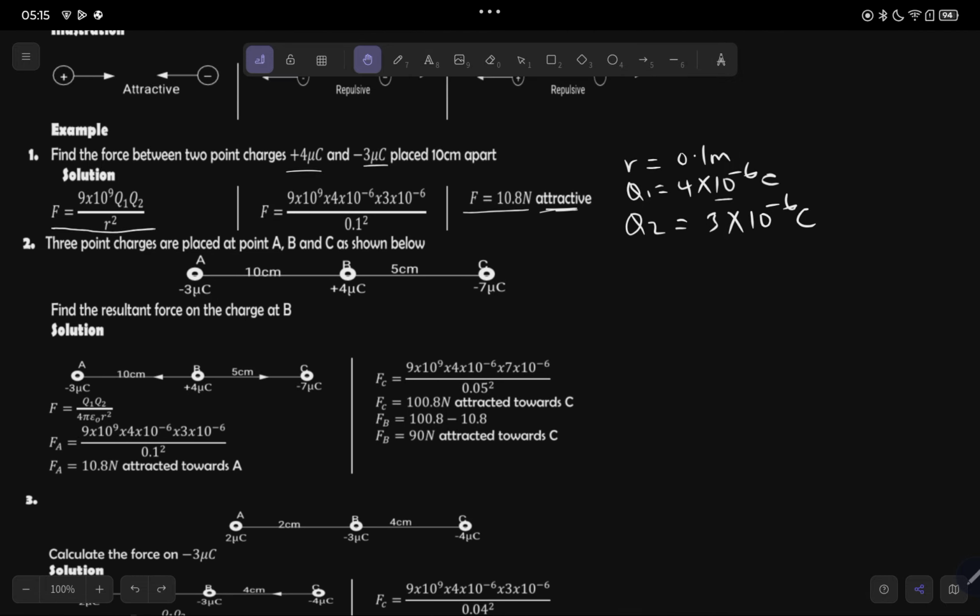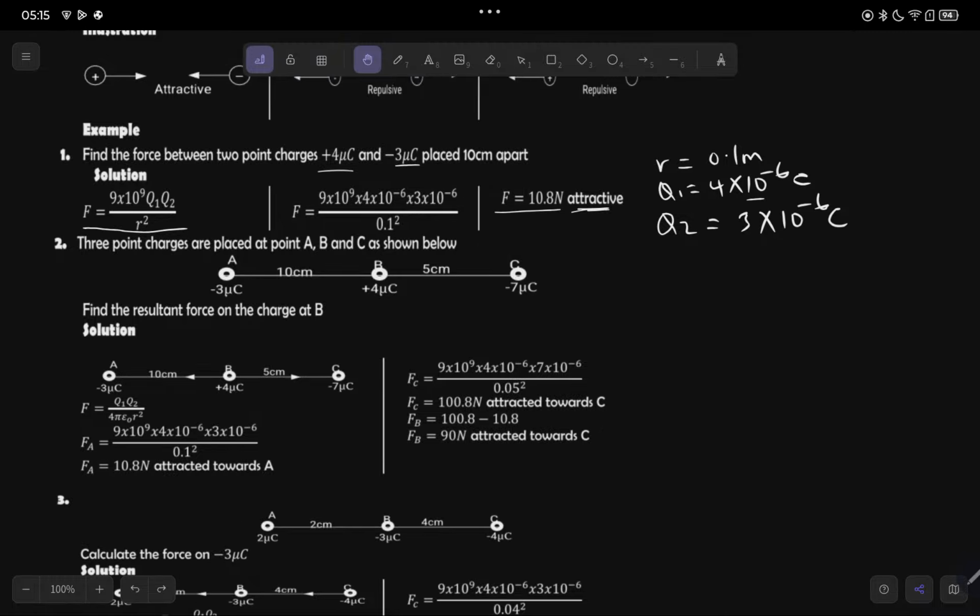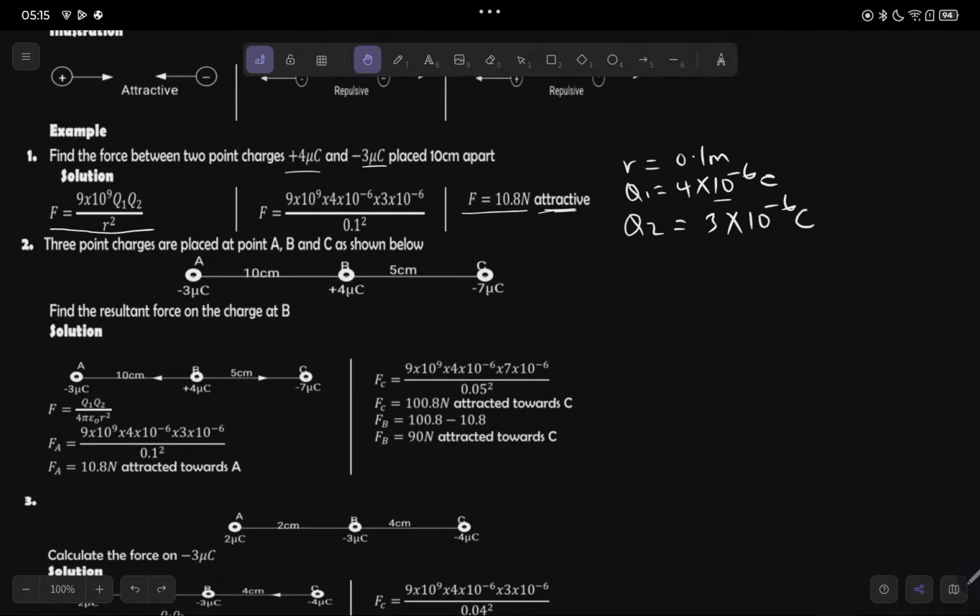Question number 2: we have three point charges placed at points A, B, and C as shown on the diagram. At point A, we have a charge of negative 3 microcoulombs. At point B, a charge of positive 4 microcoulombs. And at C, a charge of negative 7 microcoulombs. We are asked to find the resultant force at B.